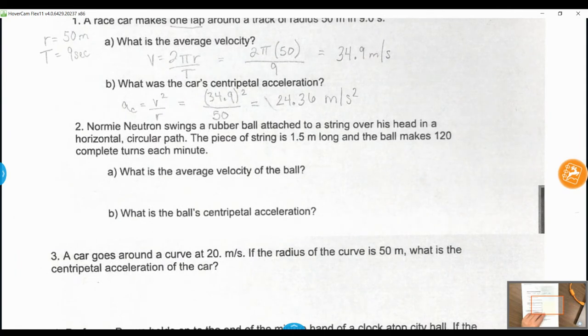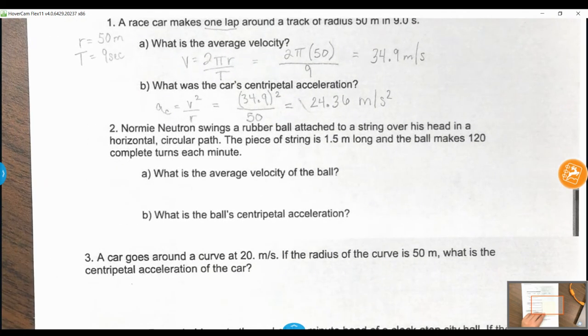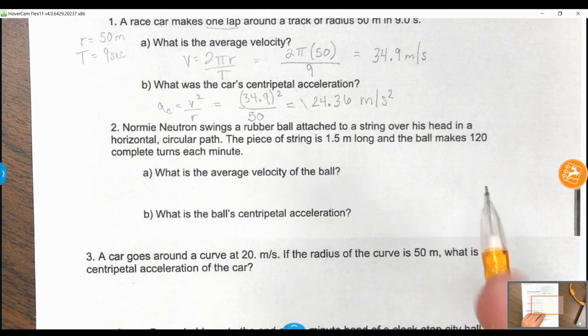Okay, so then we have Normie Neutron. That's Jimmy's brother here. And they swing a rubber ball attached to a string over his head in a horizontal circular path. The piece of string is 1.5 meters long, and the ball makes 120 complete turns each minute. So we got a couple things going on here. They want to know what the average velocity of the ball is.